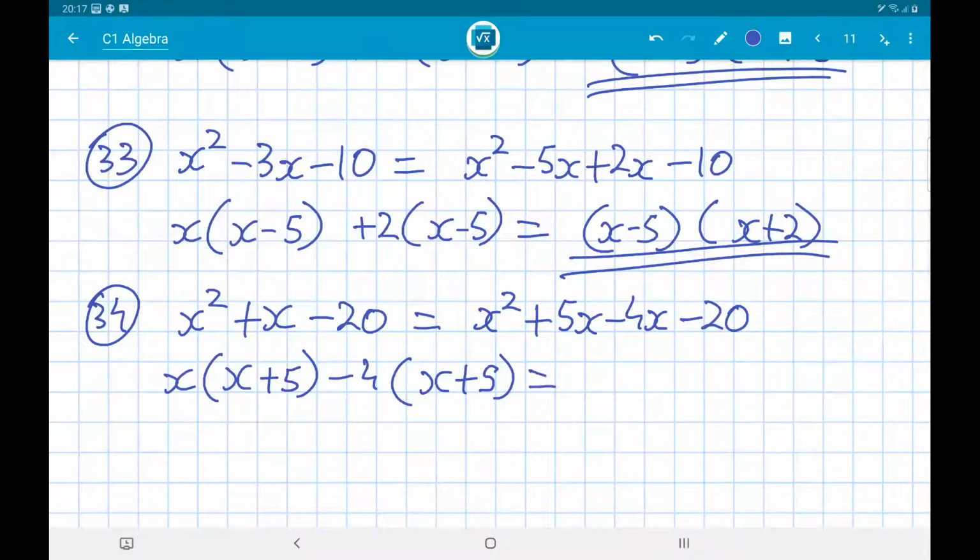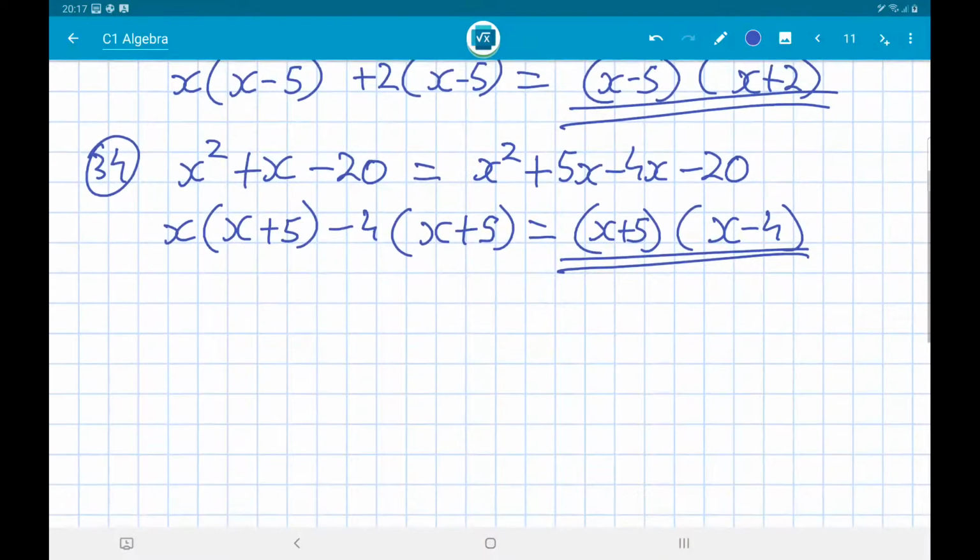And then if we take out x plus 5 as the common, we end up with x minus 4 on that side. There we go. 34, 35. 2x squared plus 5x plus 2.